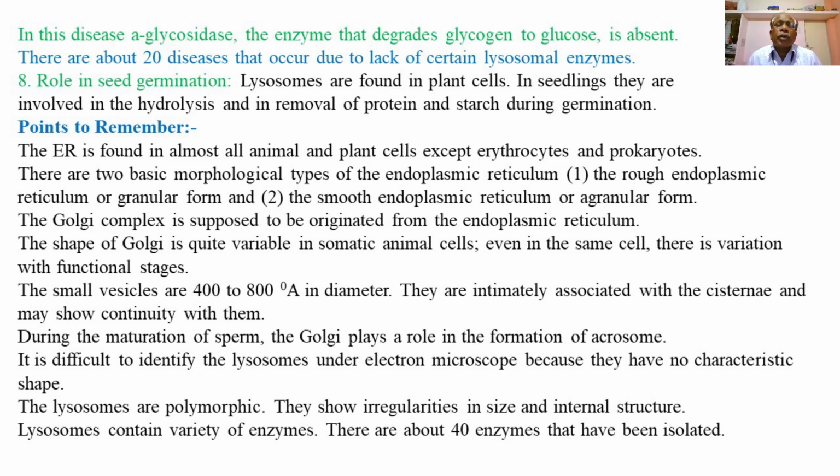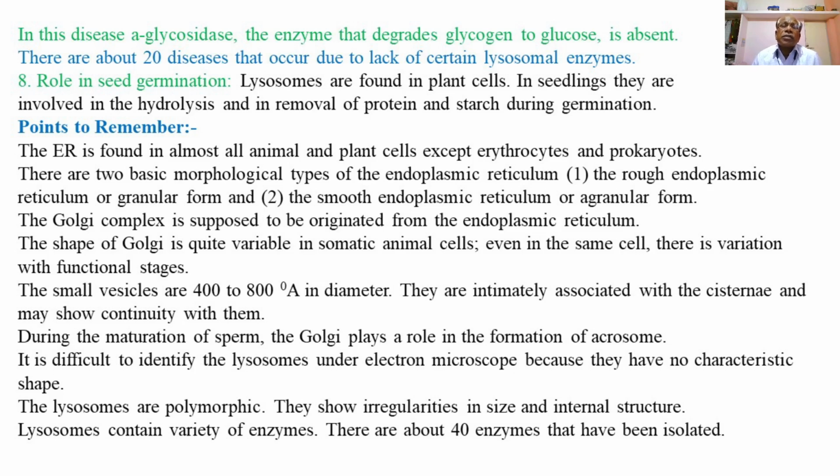There are two basic morphological types of endoplasmic reticulum. The first is the rough endoplasmic reticulum, also called the granular endoplasmic reticulum, due to the presence of ribosomes on the cisternae or the membrane of the endoplasmic reticulum surface, which thus appears rough, and hence is called the rough or granular form. The second type is the smooth endoplasmic reticulum, or agranular form, having the smooth membrane of the cisternae lacking ribosomes.